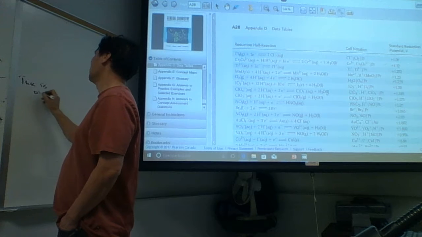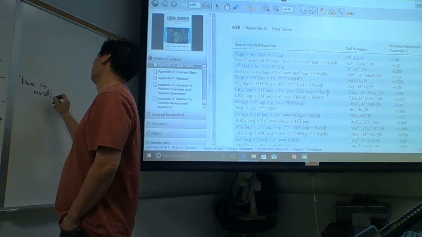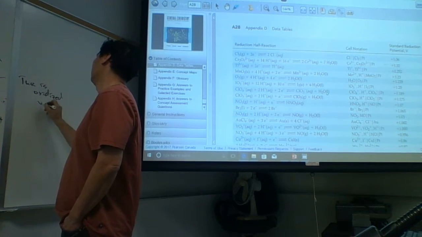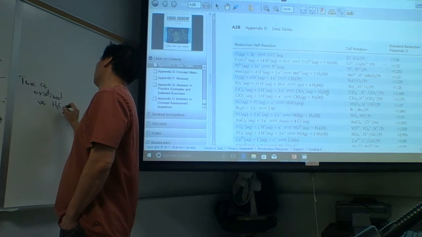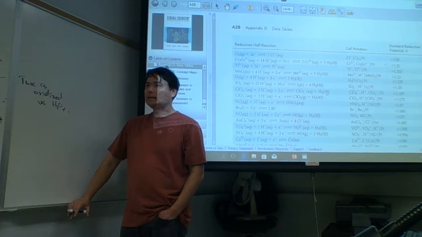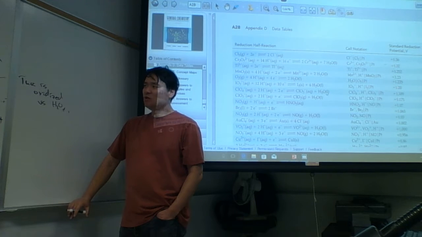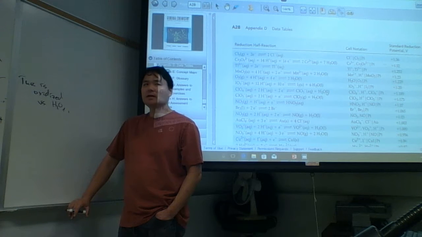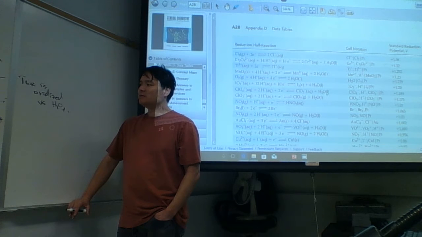This is oxidized versus water. In other words, you have to memorize this: because of the lower investment in energy, chloride wins, even though you don't get as much in return. So chloride wins because it costs less money to start, and therefore it's easier.